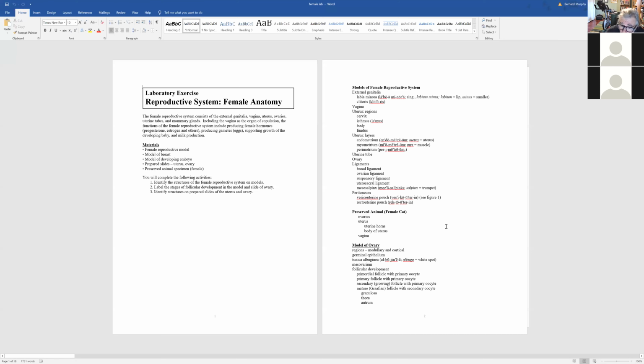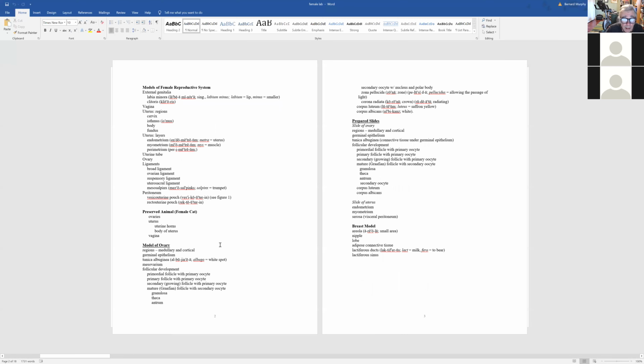Okay, model of ovary. We're going to have a big model of the ovary, and mostly this is going to be the developing secondary oocyte that's going to be ovulated, different stages of it, follicles, follicular development. Okay. And so this is the model of ovary.